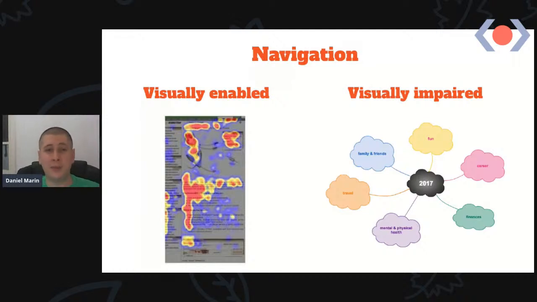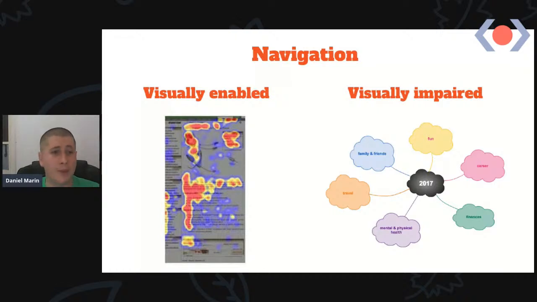And navigation. This is one of the things that blew my mind when I started with this entire topic. It turns out that we, as visually enabled users, navigate through the web in a specific way. We follow things like the boldness of a text, the size of a text. Those are the things that attract our attention. Also images.